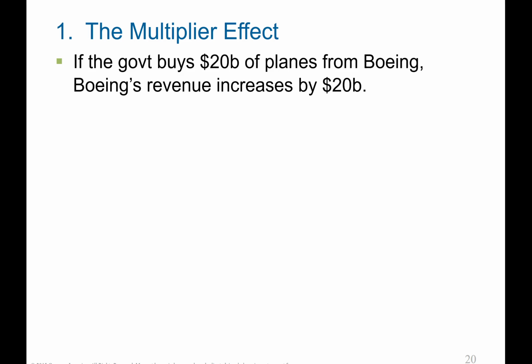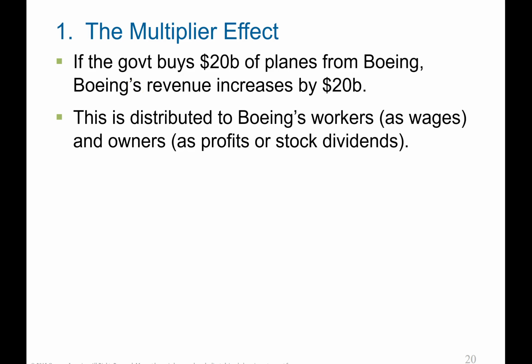So here's an example. The government buys $20 billion worth of planes from Boeing, right? That would be one of those government expenditures. Boeing's revenue increases by $20 billion. Well, that's not going to just sit there. That $20 billion is going to move through the economy. Boeing is going to distribute it to their workers as wages. They're going to distribute it to their shareholders.